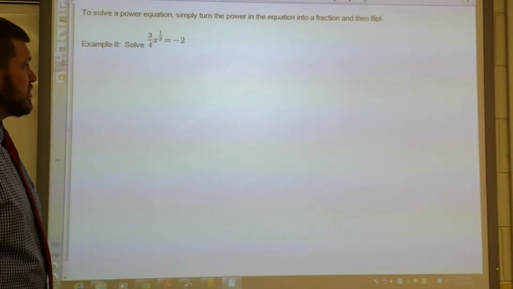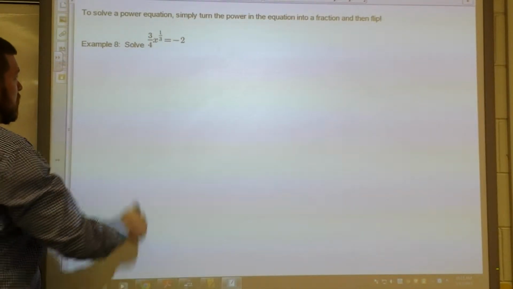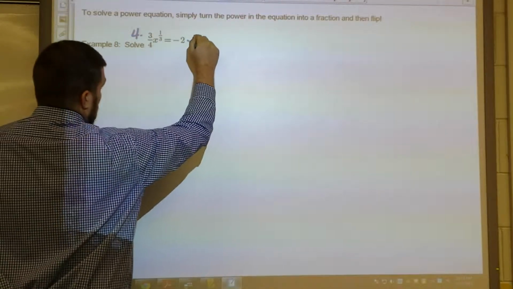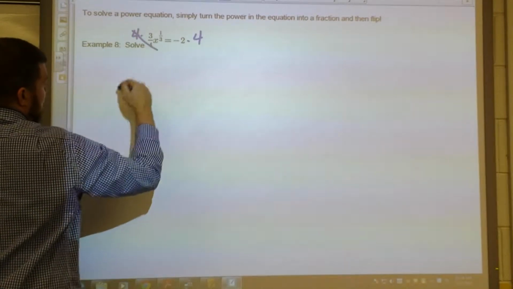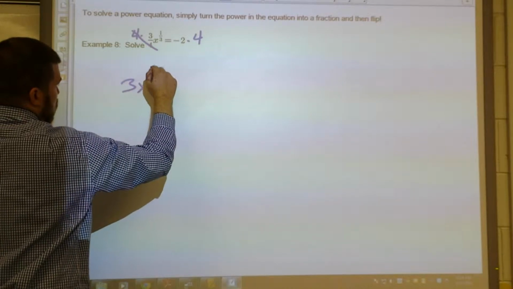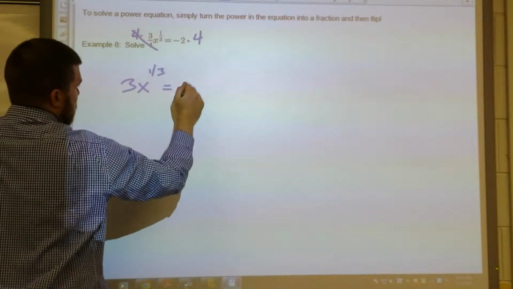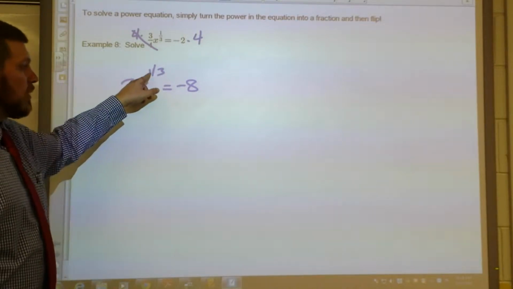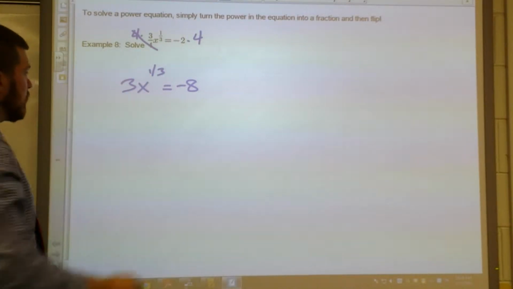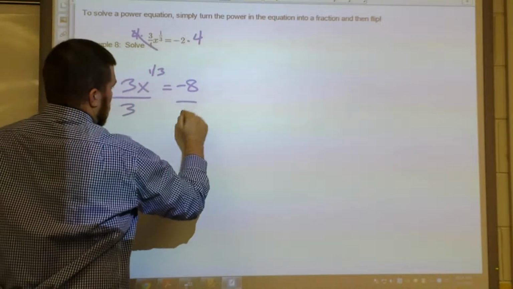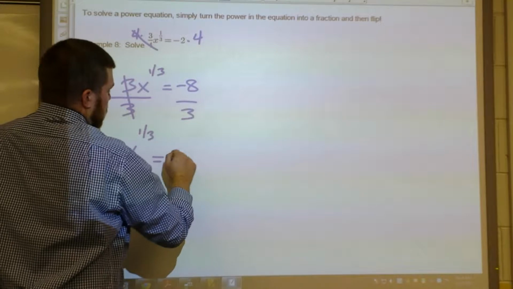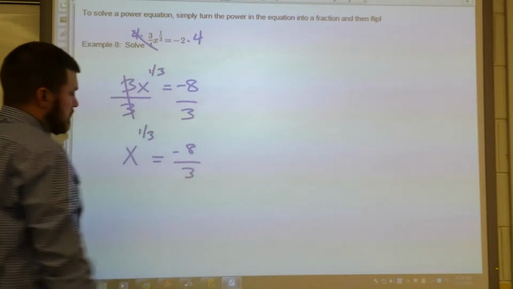And I'm going to do that in 2 steps. The first step is to multiply by whatever number's on the bottom. In this case, it's 4. Okay, the 4 is going to cancel out, so I'm just left with 3x to the 1/3 power equals -8. And now I still want to get my piece with the power by itself. So I need to divide by 3. Cancel out, so x to the 1/3 power equals -8/3.